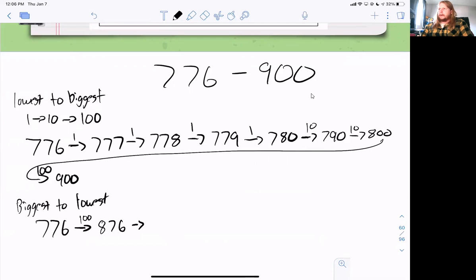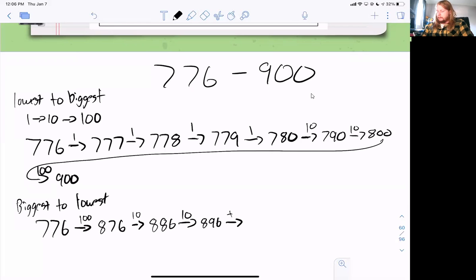Now, if we're going up to 900, can we add another 100 from 876? No, that's too much. Okay, now we're going to go up by tens because that is after 100. So 886, then we're going to go up by 10 again, which will be 896. Can we go up by 10 again? No, because that'll be 1006. We need to go up by ones now.